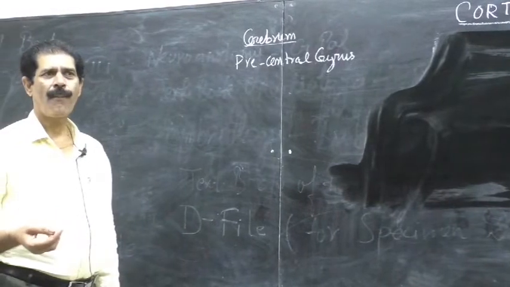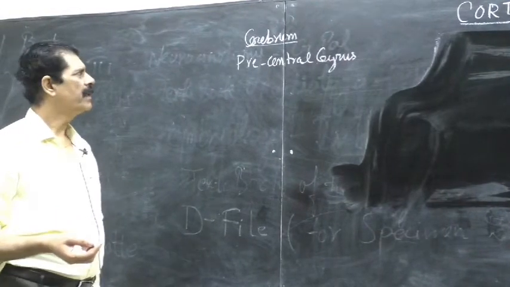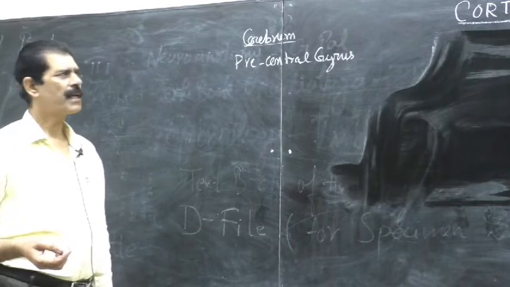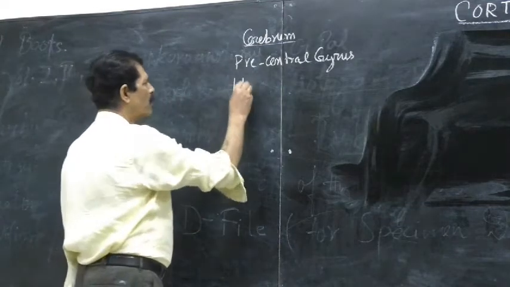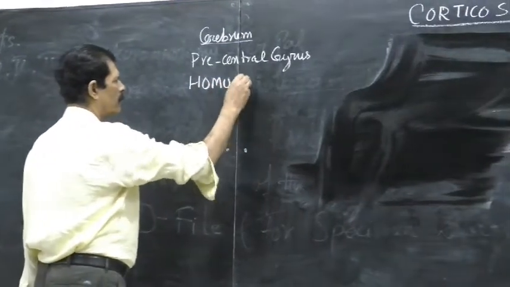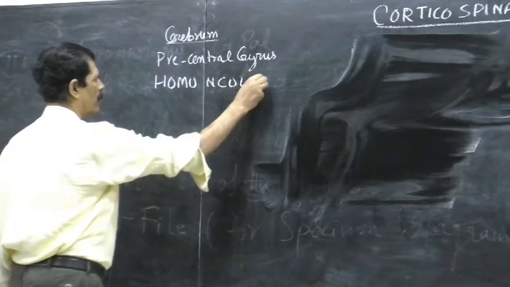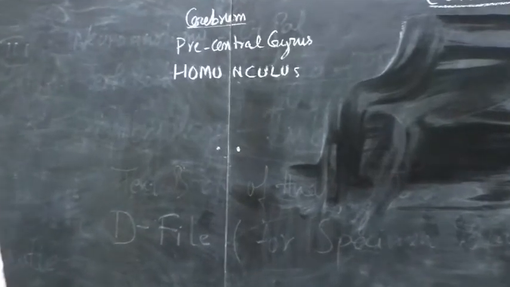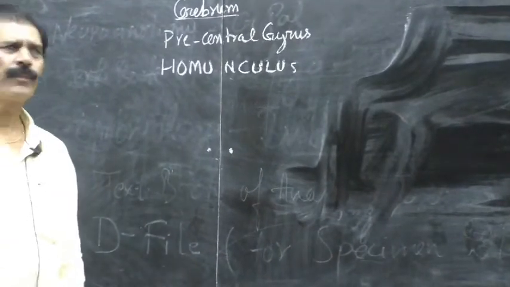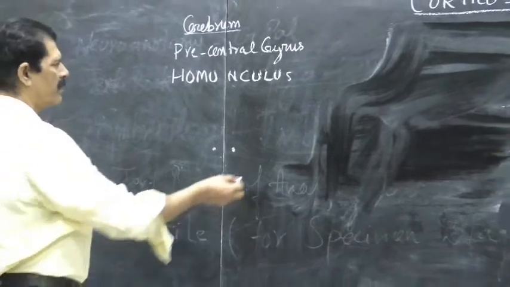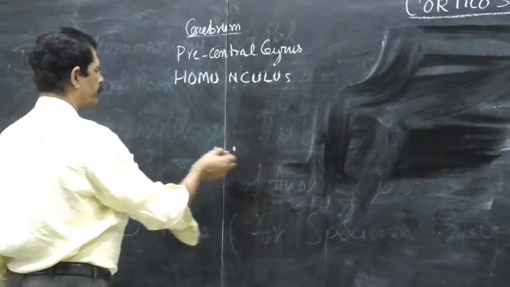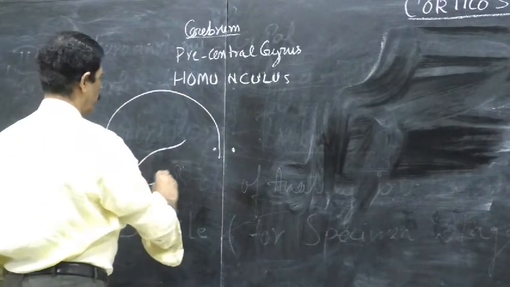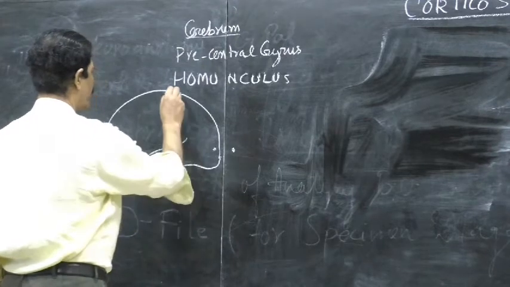Or the cerebrum. And we know that in the precentral gyrus, the muscles of the human body are represented upside down, that is the homunculus. So homunculus is the representation of the muscles of the body from head to toe. As we have seen the cerebrum, the gray matter of the cerebrum with the various functional areas.